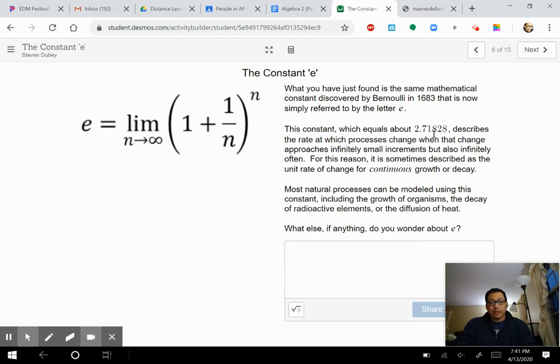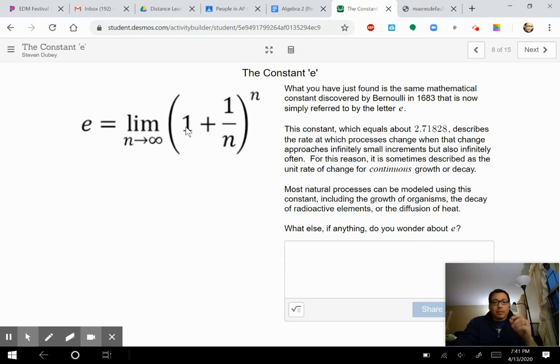So this value, 2.718, is the constant e. It is the same mathematical constant that Bernoulli discovered, and I couldn't tell you why we call it e, just that's what we refer to it by. All the other letters, I guess, were taken. And it's what happens when you take this limit that we just did.